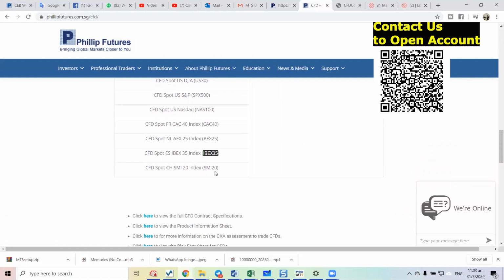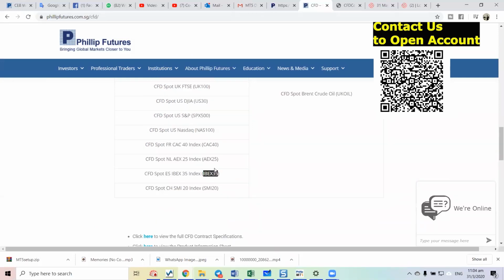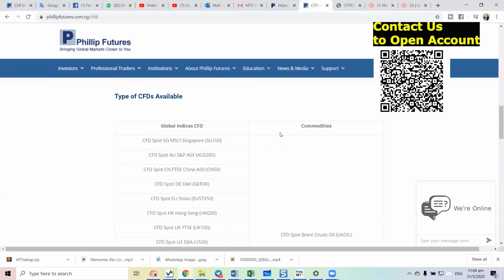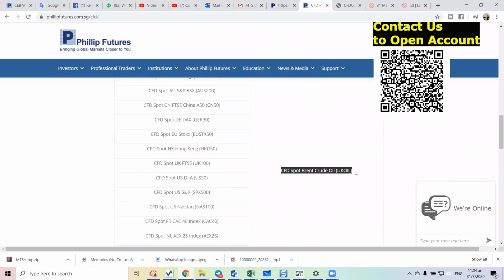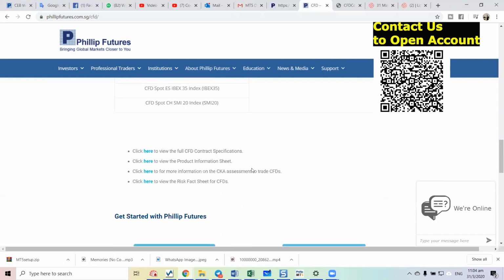I need to check the last one, but it's also a country's index. So basically, crude oil is not here. Crude oil is under commodities. Right now, commodities only has Brent crude oil.